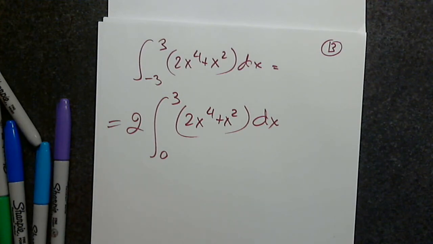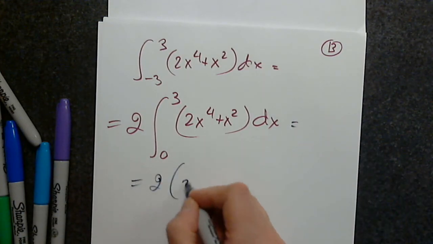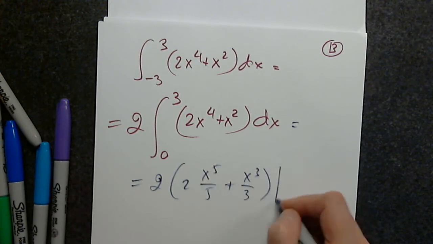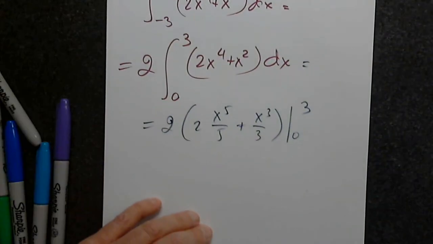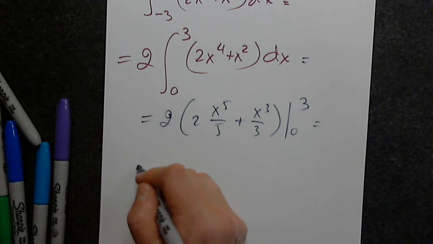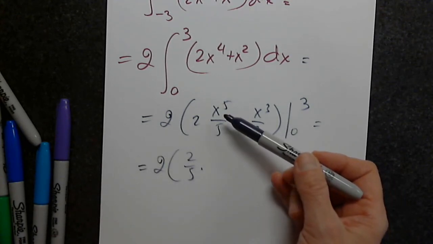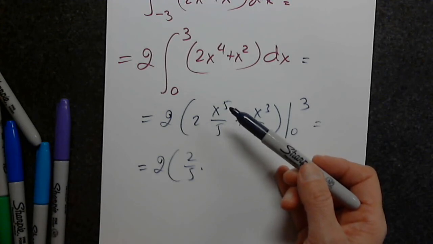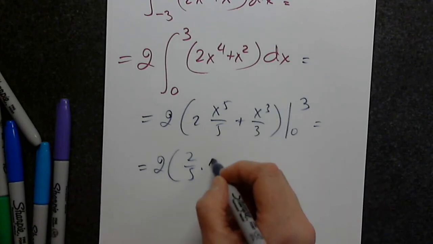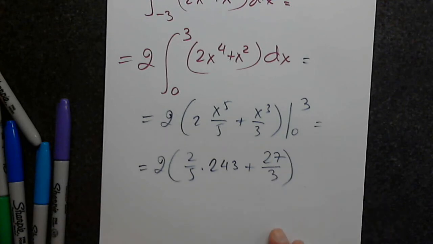Because if the lower limit is 0, I don't have to plug it in. So this is 2x to the 5th over 5 plus x cubed over 3 from 0 to 3. It's sufficient that I have to plug in 3 in all this, but it's nice that I don't have to plug in -3. So 2 to the 5th times 3 to the 4th is 81, and 81 times 3 is 243, I think, plus 27 over 3.